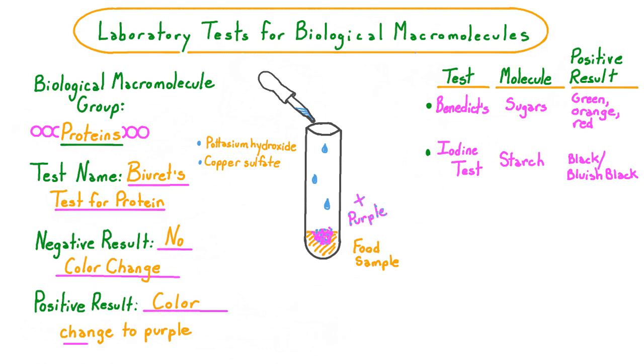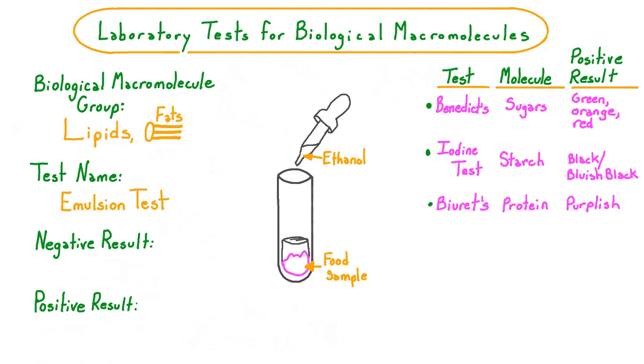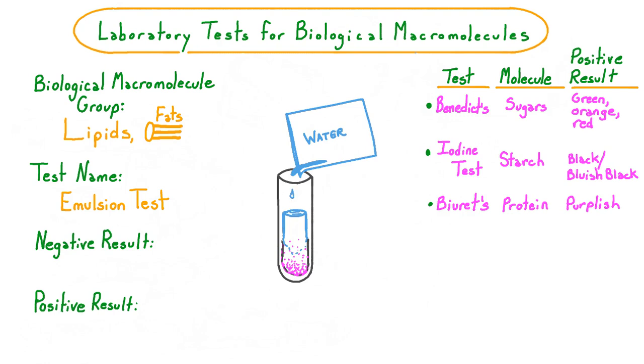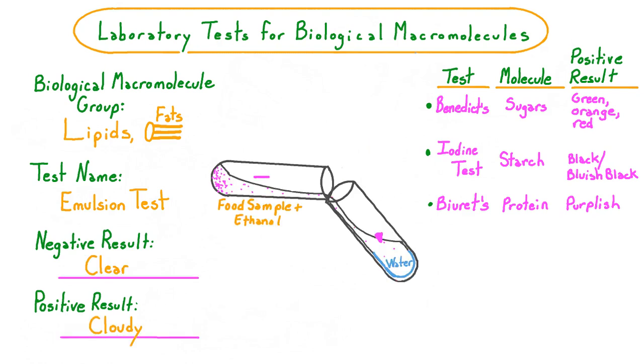If it does, that's a positive result for protein. And last but not least, the emulsion test for lipids. Again, we place a small sample of food in a test tube and add about twice as much ethanol, then mix. After letting the mixture settle for a bit, add about an equal amount of water to the test tube.